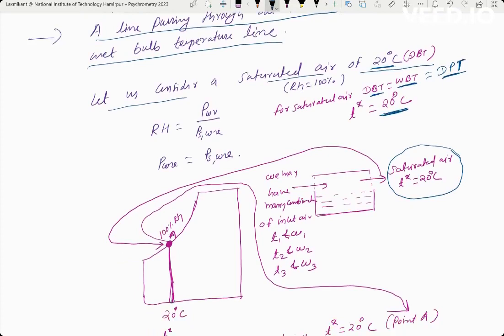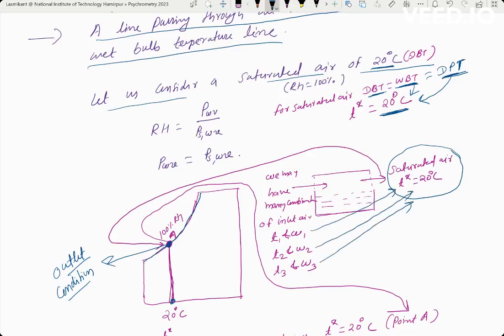So from 20 degree Celsius draw the vertical line, it cuts the saturation line, the 100% line, at point A. So point A is basically the outlet condition, and the outlet condition has DBT equal to WBT equal to DPT. So if DBT is 20 degree Celsius, then WBT is also 20 degree Celsius and DPT is also 20 degrees Celsius. Now we will find different input conditions for same T star. So same 20 degree Celsius produce karne ke liye different inlet condition find karenge.